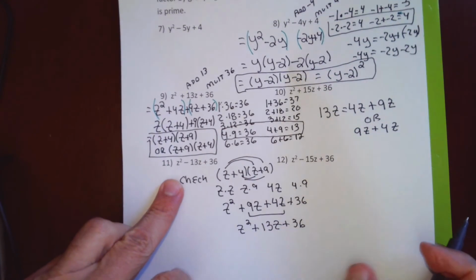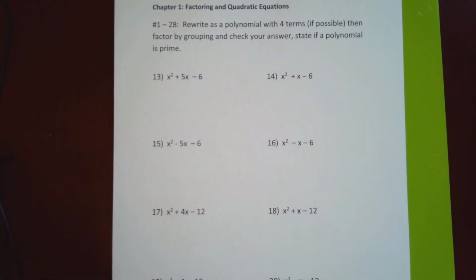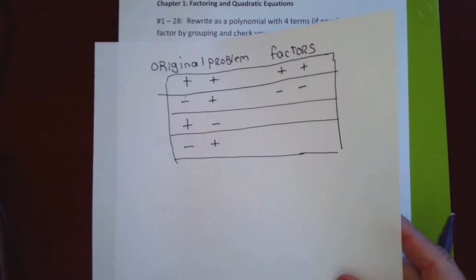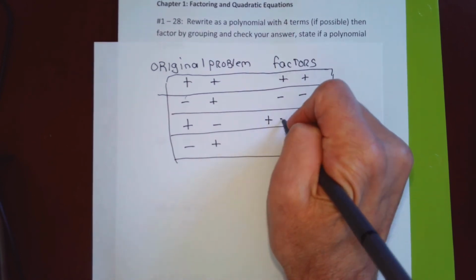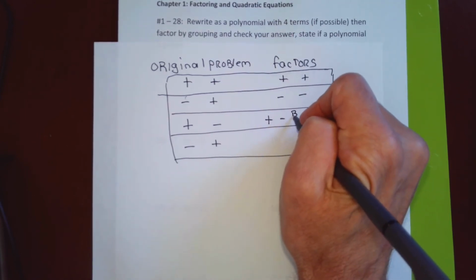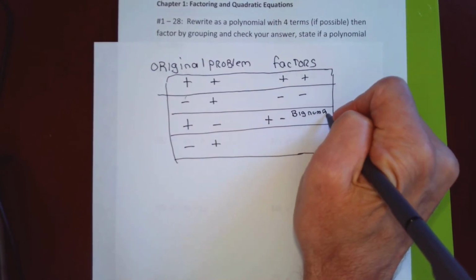Let's skip 11 and move on to the stuff that I want to get to now. The next group of signs. If I have a plus sign first and a minus sign second, the factors need to be plus and minus, and the bigger number is going to get the plus sign. This is a big deal.